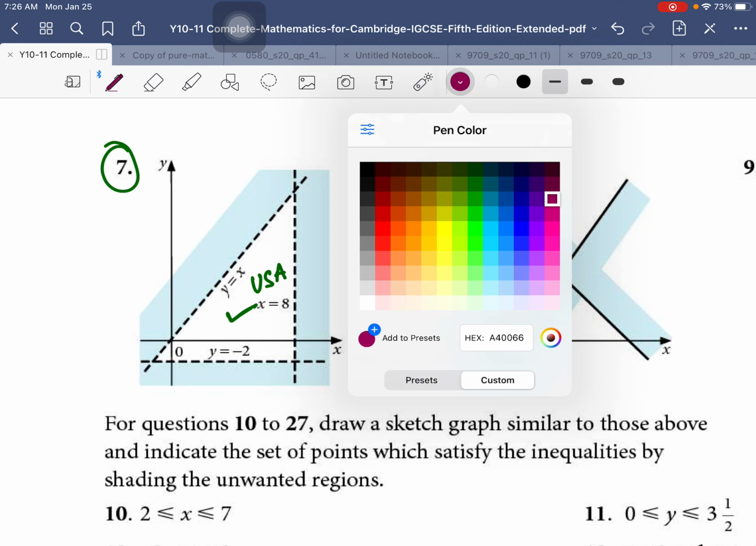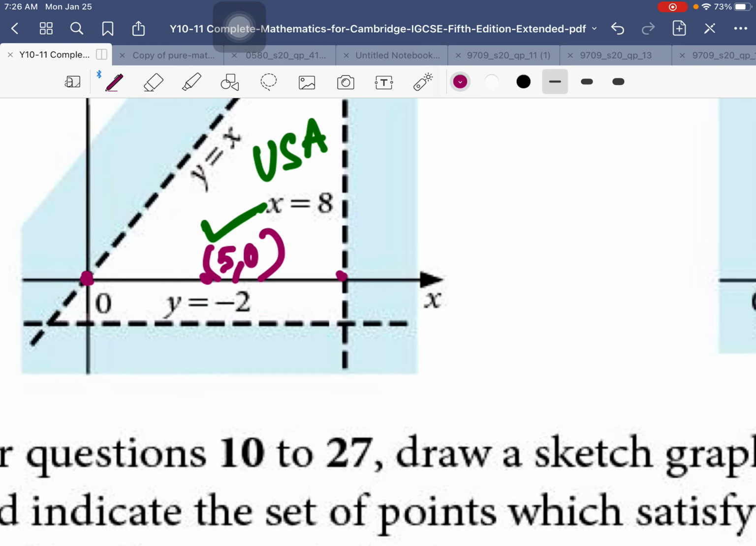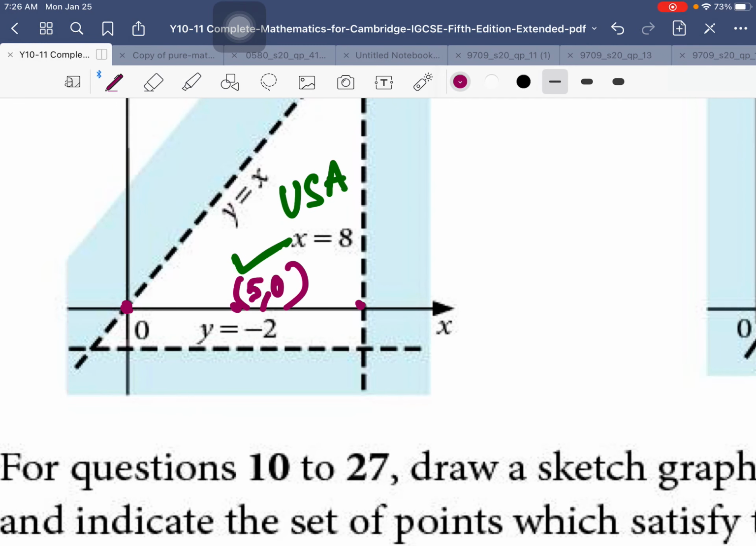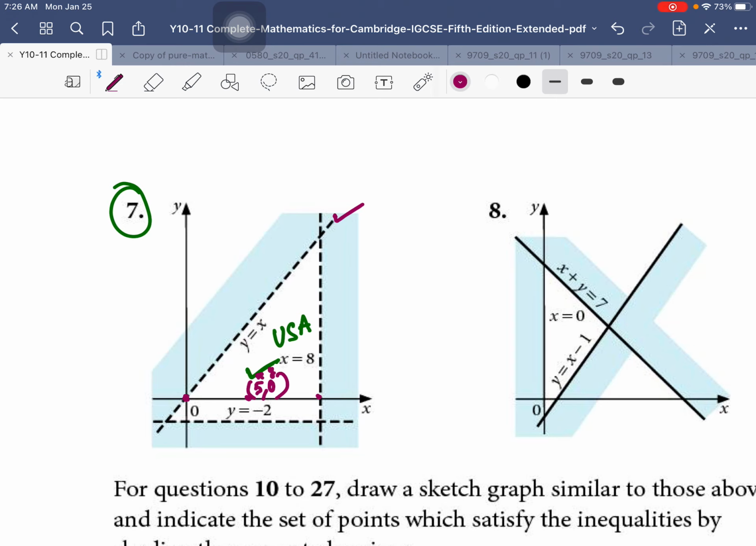First of all, consider this line, which is y equal to x. We have to consider some point in the unshaded area. This is 0. This is x equal to 8. I take a point here, say x equal to 5. So this point is basically 5 and 0, because this point is on the x-axis, so the y coordinate should be 0. So x is 5, y is 0. We're going to consider this point and plug it into this equation, y equal to x, and see what happens.